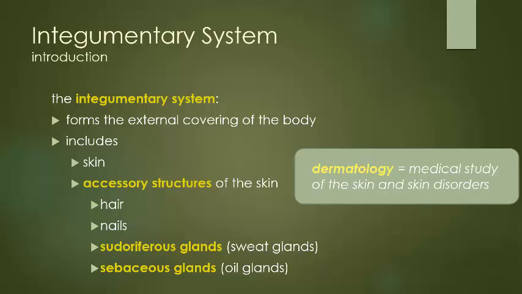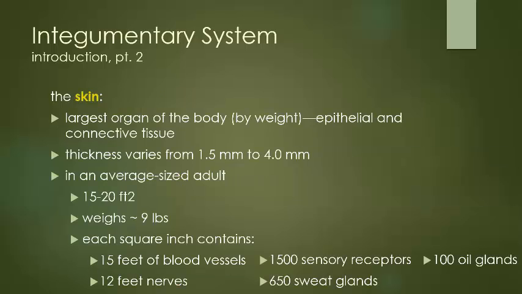So let's take a look then at some of the functions of, or describe the skin a little bit deeper, and then we'll look at the functions of the skin. So the skin is by far the largest organ of the body when we look at it by weight. And it's composed of two types of tissues: epithelial tissues, so that's the surface or the most superficial tissue of the skin, and then connective tissues, primarily the dense irregular connective tissues and areolar tissues.